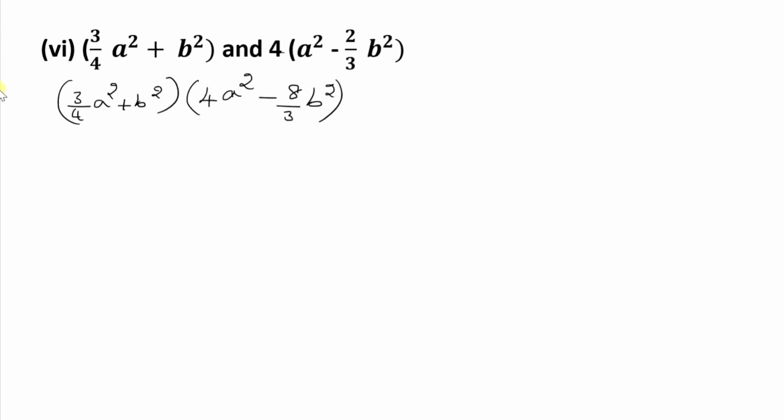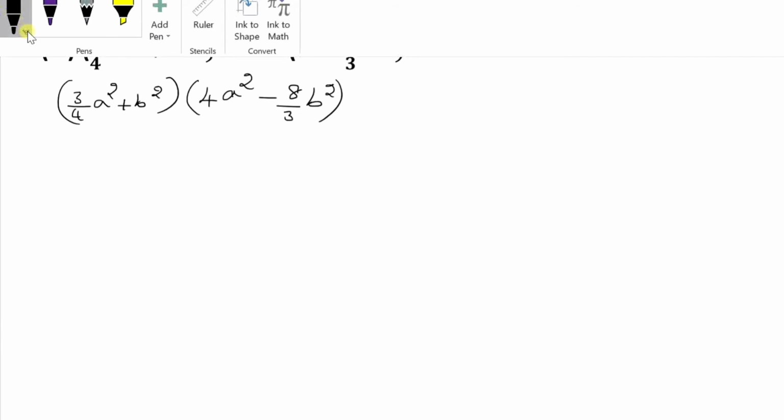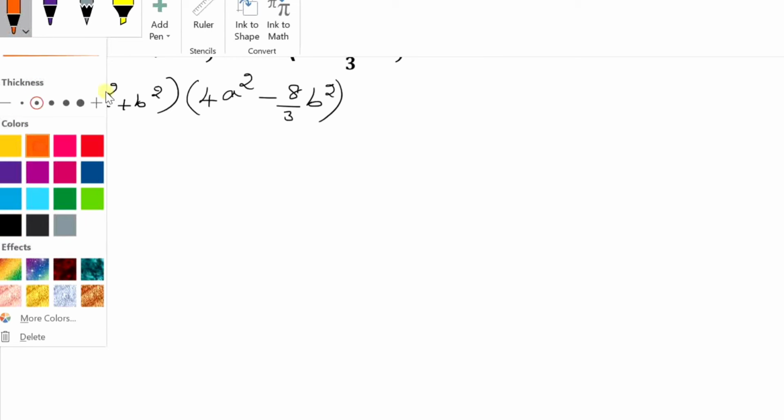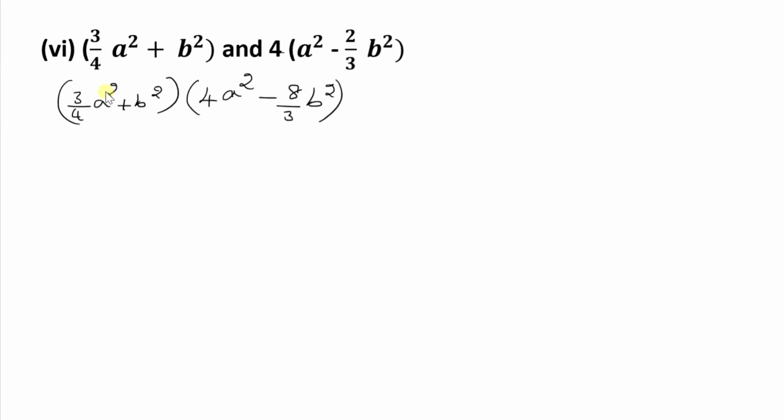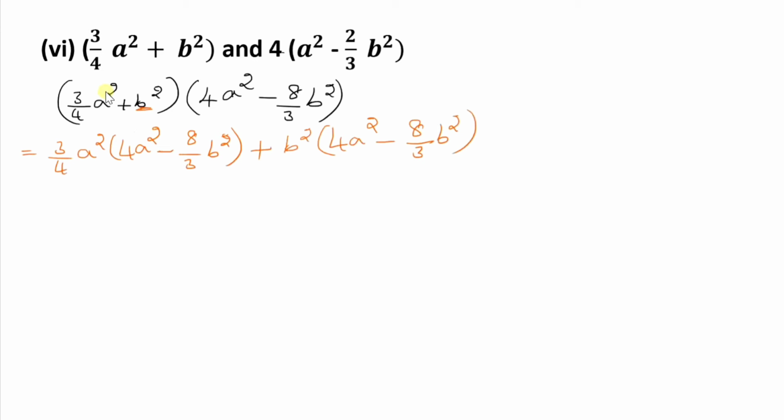Here also you need to multiply each term of one binomial with each term of the other binomial. That is 3 by 4 a square into 4a square minus 8 by 3b square, plus b square into 4a square minus 8 by 3b square.